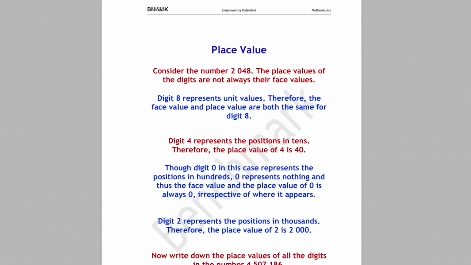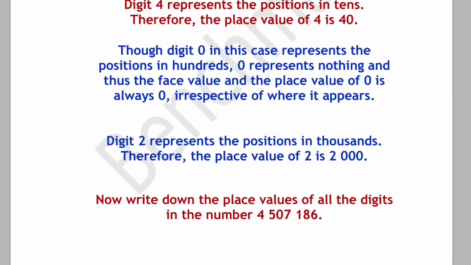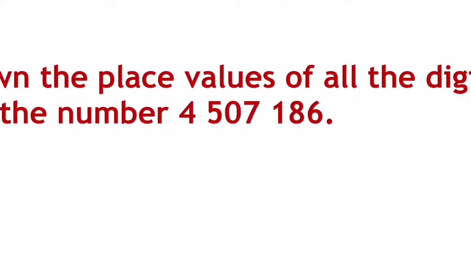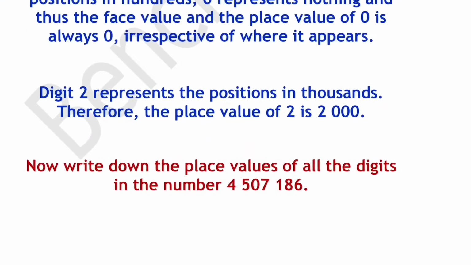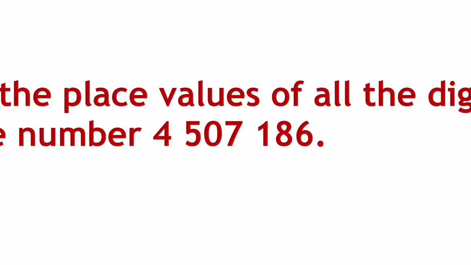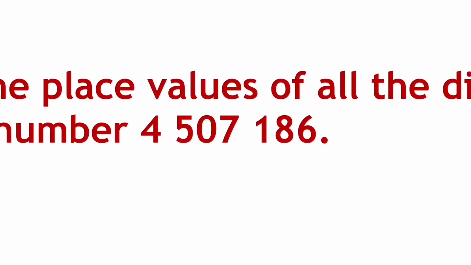Now in your next page, this is being explained, and then I have given a separate number. Write down the place values of all the digits in the given number. So let's do that. Let's do it together. This is the knowledge assignment. So let's do the activities, we will do it together.